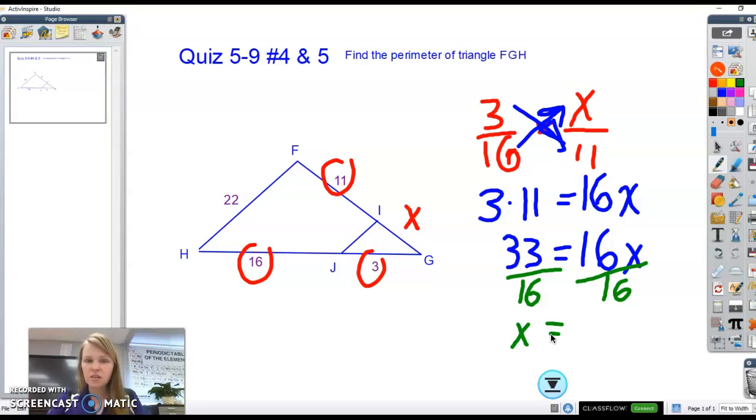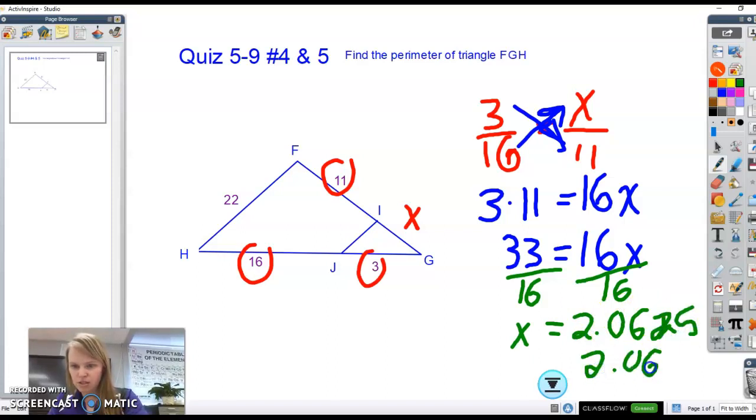I think for the final answer, you can round to 2 decimal places, is what they're asking. So I'm seeing 2.0625. What I'm going to do is round that to 2.06, and that would be the answer I would type in.